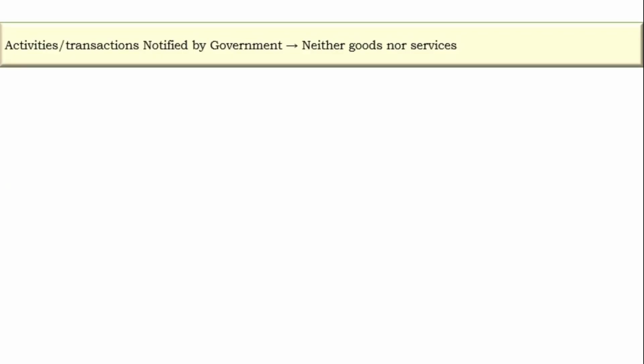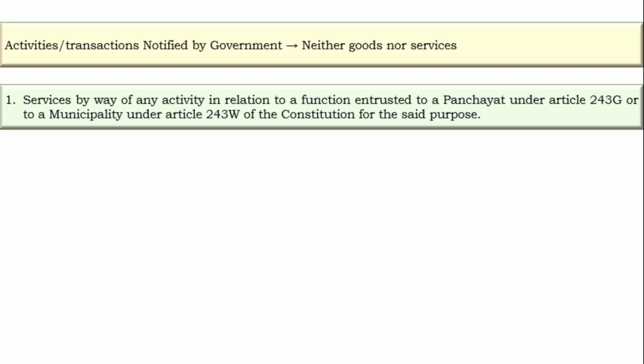Activities or transactions notified by the government as neither goods nor services. That means these are the activities which are specified by the government, that they are neither treated as goods nor as supply of services. First one, services by way of any activity in relation to a function entrusted to a panchayat under Article 243G or to a municipality under Article 243W of the Constitution for the said purpose. So any function entrusted to a panchayat under Article 243G or to a municipality under Article 243W is not considered as a supply and GST is not liable to it. So this is the first activity notified by the government.